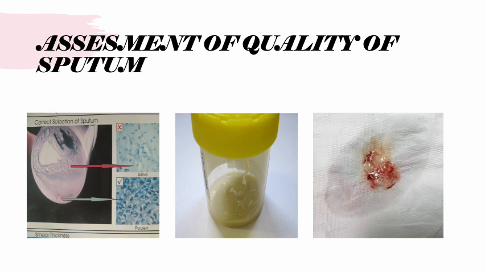And then the right ratio should be that the pus cells must be higher in count compared to epithelial cells. So if the epithelial cells are higher, the sputum is suggestive that the sample has lots of saliva. So there is no representation of the sputum, because saliva contains higher amounts of epithelial cells.